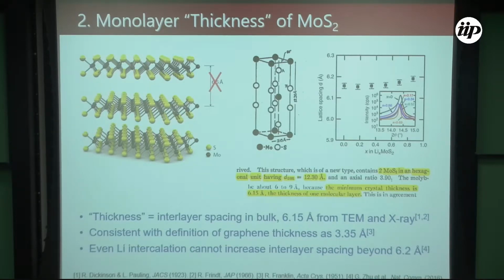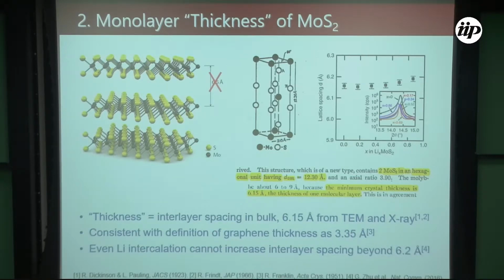And so I actually looked it up. It turns out that we've known the monolayer MoS2 thickness from Linus Pauling in 1923. Yes, this is Linus Pauling, who had 2 Nobel Prizes, one in chemistry and the other one in peace. He was kind of an accomplished person. And so for 100 years, we've actually known the correct value. This is directly from his paper. He measured the MoS2 interlayer spacing, and he found that it's 6.15 angstroms.